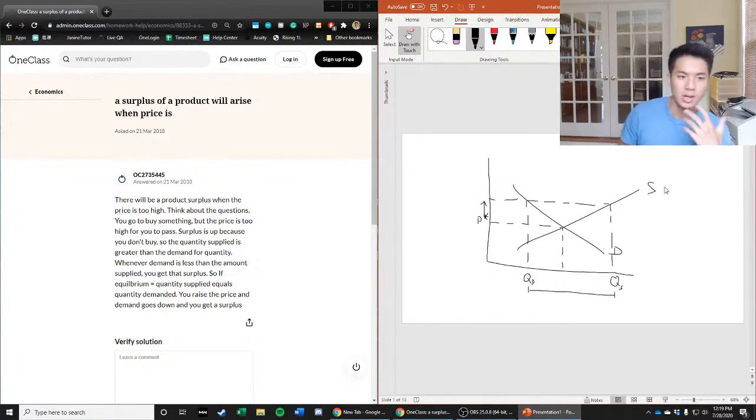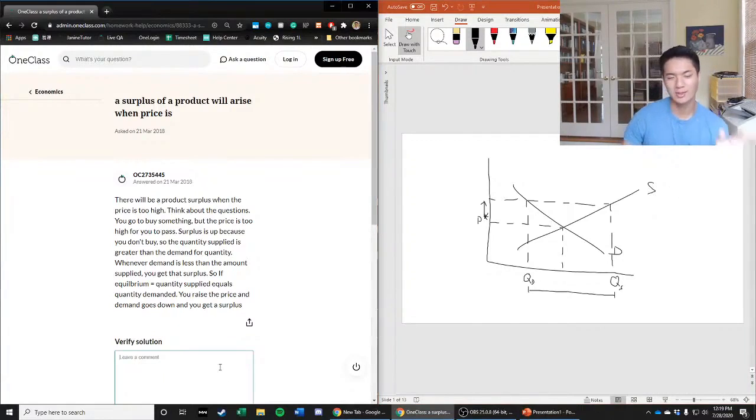Okay, let's now go to the answers given by the previous tutor. The previous tutor says there will be a product surplus when the price is too high. Think about the question. You go to buy something, the price is too high for you, so you pass. A surplus is up because you don't buy, so quantity supplied is greater than quantity demanded. Whenever demand is less than the amount supplied, you get that surplus. So if equilibrium is quantity supplied equal to quantity demanded, you raise the price and demand goes down, you get a surplus.